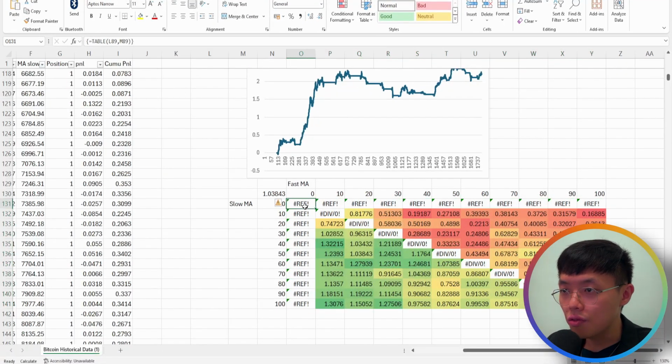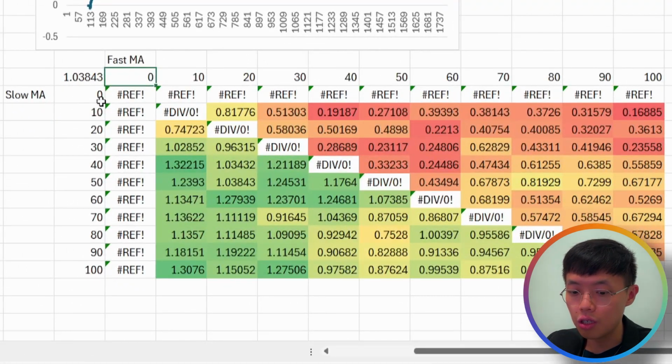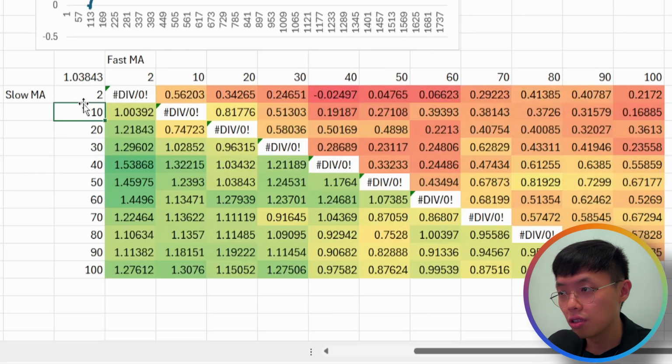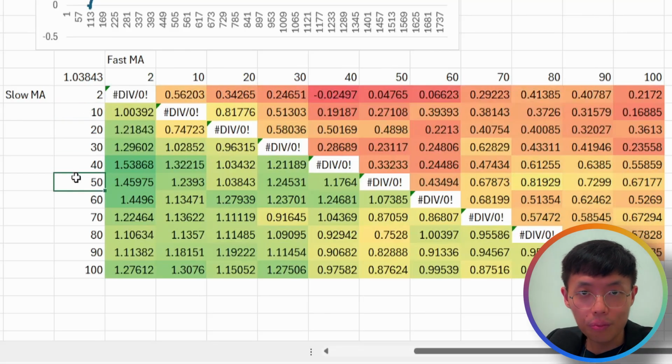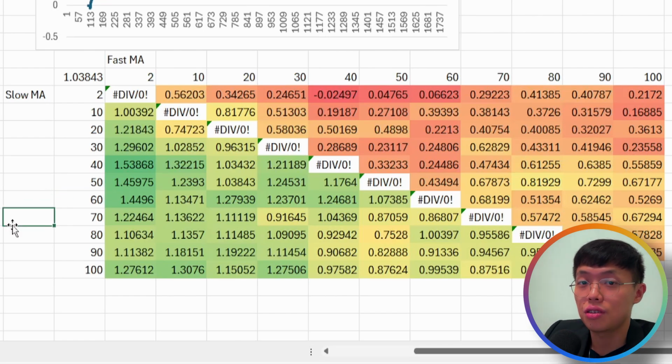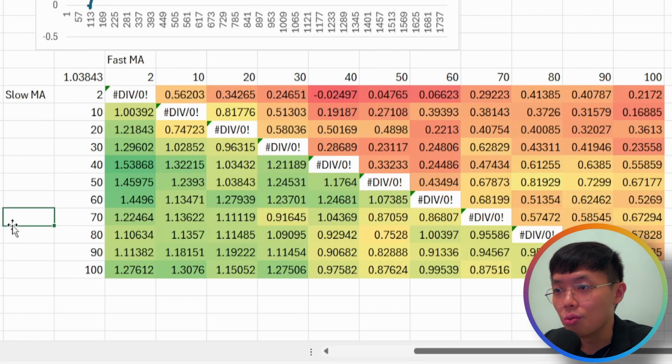All right, so if you can see, 0 will have an issue because we cannot have 0 MA. So I'm going to put 2. I'm going to put 2 just like that. MA cannot be lower than 2. At least you need 2 prices to get an average. Okay, you can't have an average of yourself. Average of yourself is yourself. Get what I mean? So we need to have at least two data points to get one.